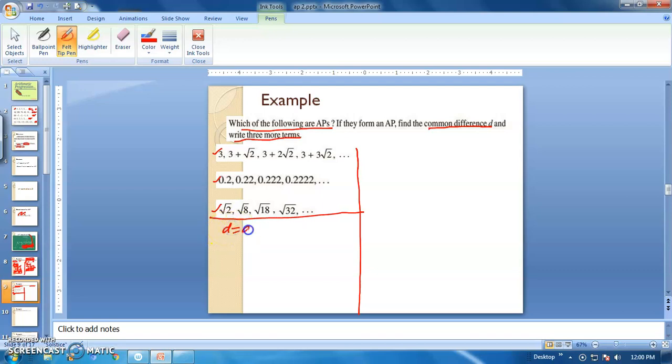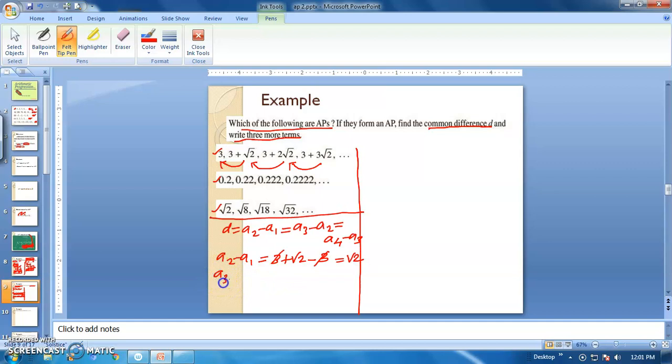That is D equal to A2 minus A1, the difference of these two. And next, equal to the difference of these two, that is A3 minus A2, and next the difference of these two, that is A4 minus A3. Now we are going to check whether all are the same or not. First, what is A2 minus A1? 3 plus root 2 minus A1, which is 3. So 3 gets cancelled, so it equals root 2.